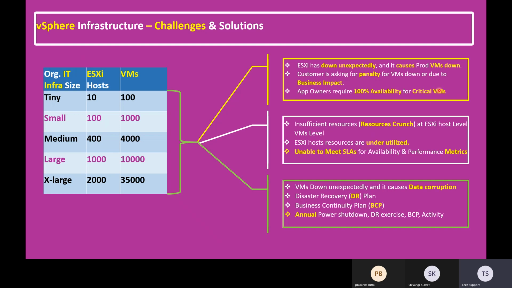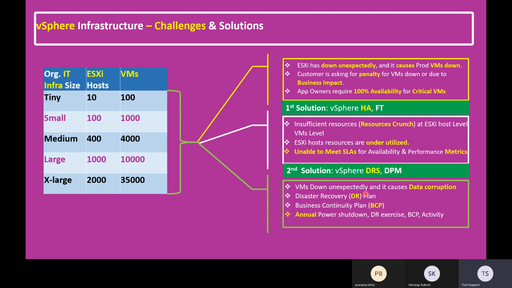But remember, the HA feature provides only 99.99% availability, while another feature, Fault Tolerance, has the facility to provide 100% availability. For this scenario, the solution is high availability and fault tolerance. And when you have a resource crunch or insufficient resources, or if resources are underutilized, in this scenario we'll use the vSphere DRS and DPM features.